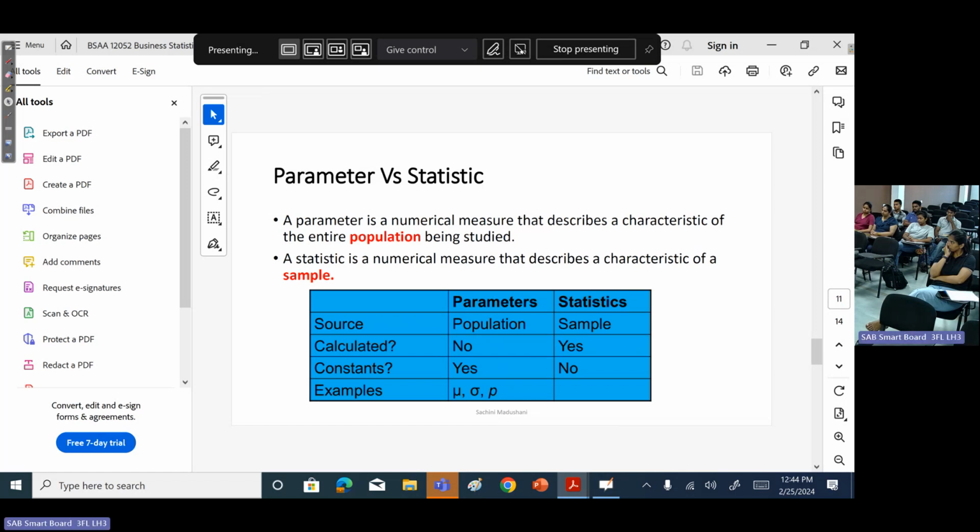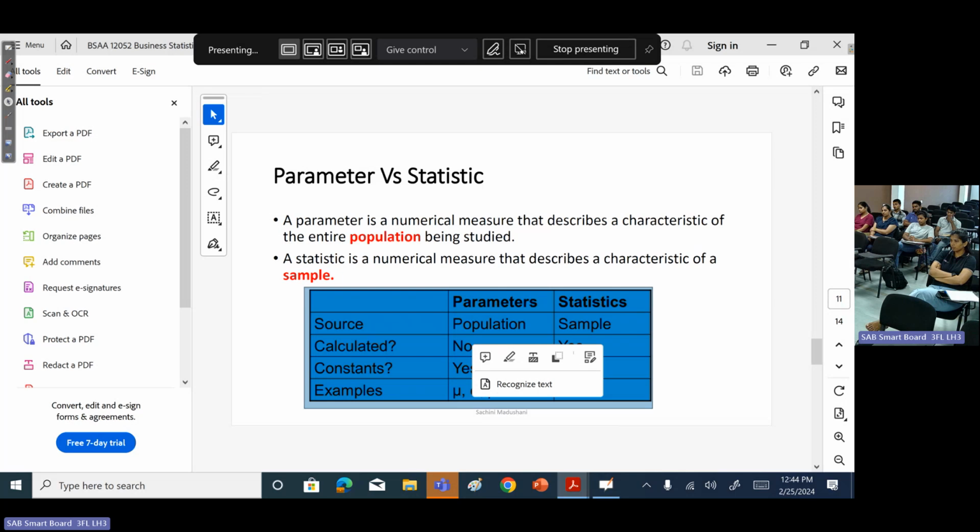Understood? Okay, then the other thing is how to notate it. Normally the parameter value is defined using Greek letters. Using the Greek letters, we define the population parameter. The population mean we define by mu. Sigma defines the population standard deviation.